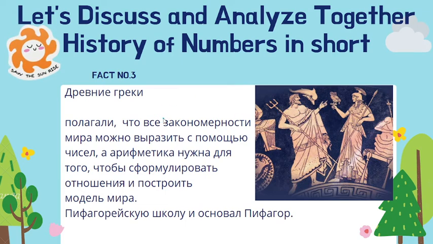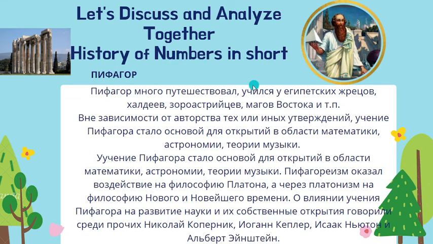Now we shall see the portrait of Pythagoras. He was an outstanding ancient Greek who was born in a very well-established family. He got a very good education in Greece, and then he had to travel. He started to travel all around the world, and he learned from Egyptian priests, Chaldeans, Zoroastrians, and magicians of the East, etc.